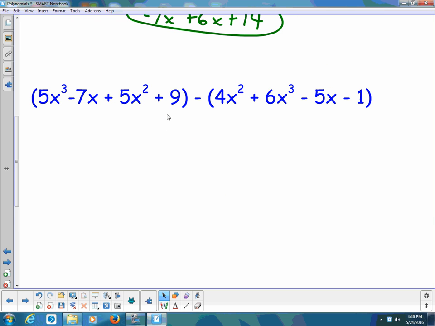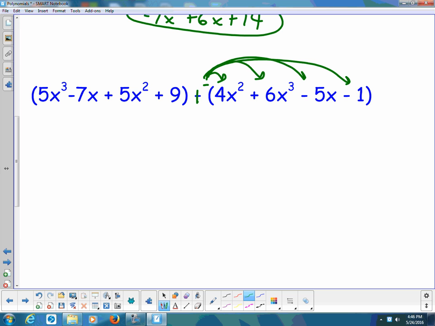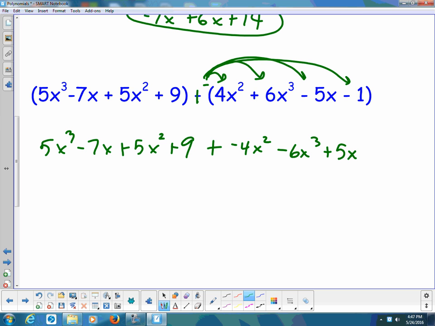Now this one is an example of subtracting. For this example, I would remind you that subtracting is the same thing as adding the opposite. But if I've got a negative out in front of this, since I'm adding the opposite, that's the same as making each of these inside negative. So in other words, I can write 5x cubed minus 7x plus 5x squared plus 9, but then I'm adding on a negative 4x squared, a minus 6x cubed, minus a negative is plus a positive, so I get plus 5x, and minus a negative 1 is going to be plus 1.